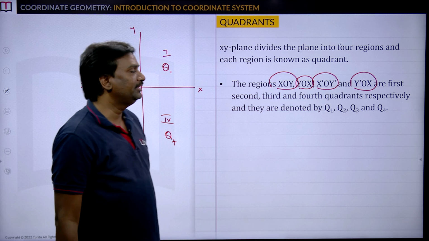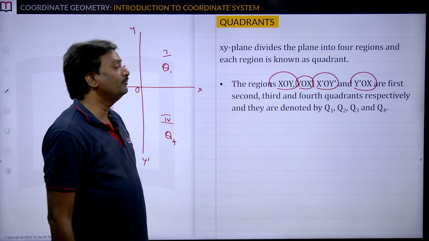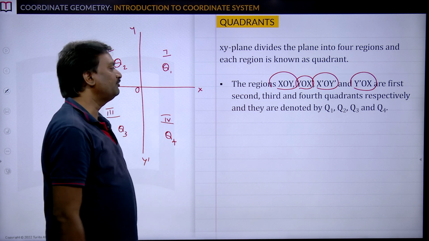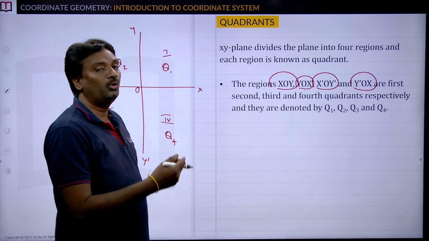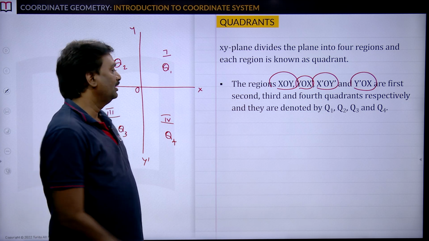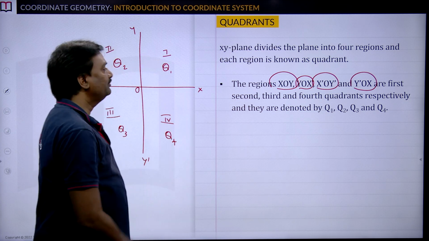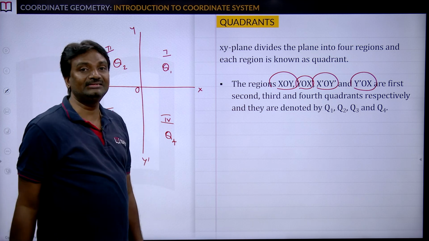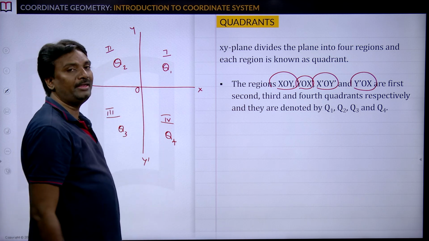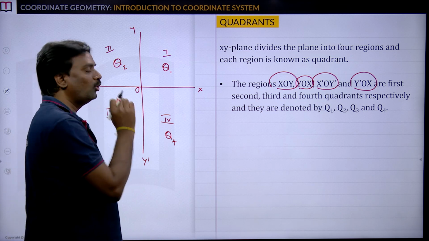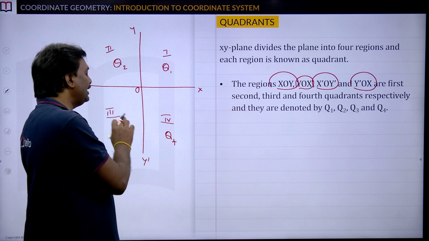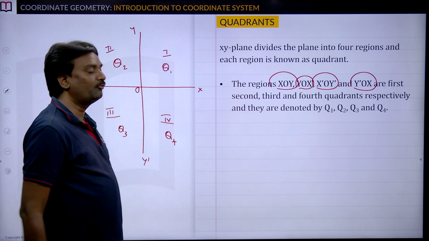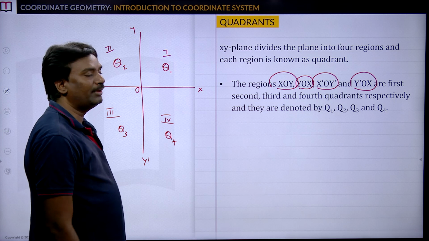The regions XOY, YOX dash, X dash OY dash and Y dash OX are known as quadrants. XOY is the first quadrant, denoted by Q1. YOX dash is the second quadrant, denoted by Q2. X dash OY dash is the third quadrant, denoted by Q3. Y dash OX is the fourth quadrant, denoted by Q4.